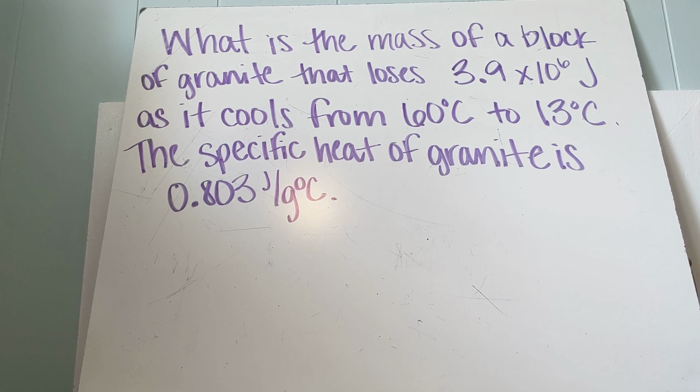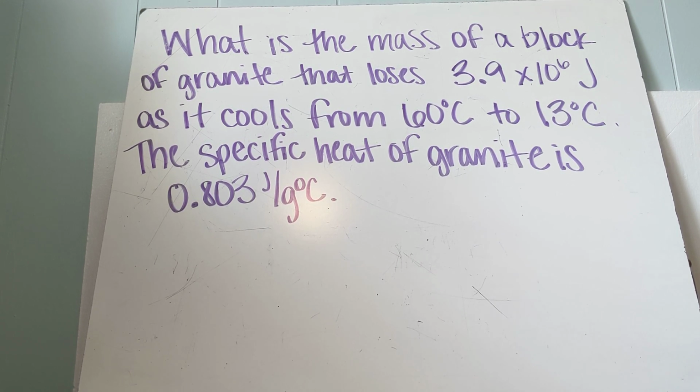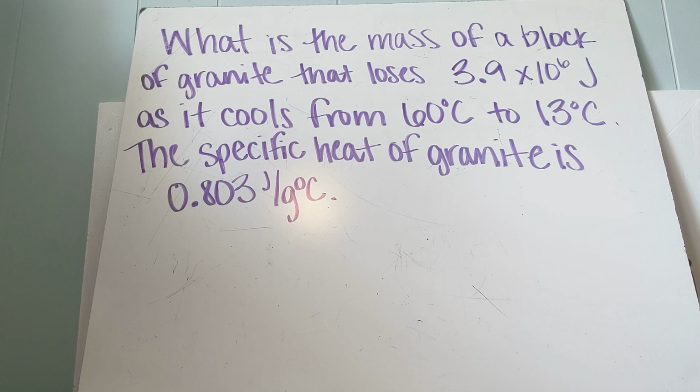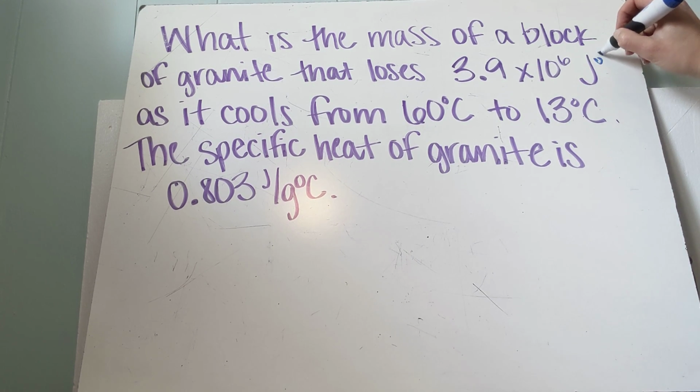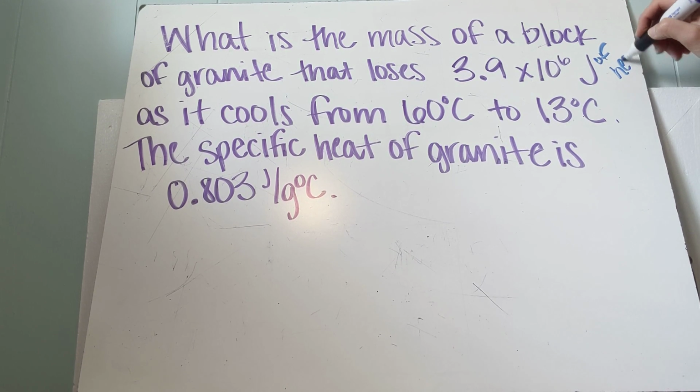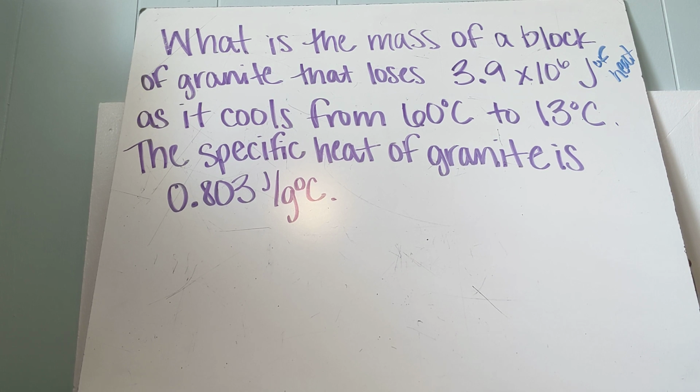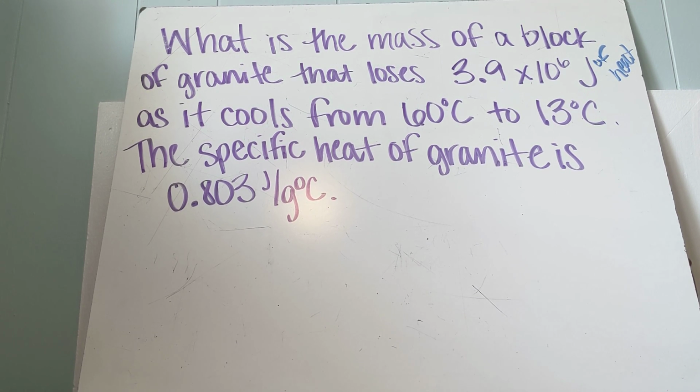Okay. This one says, what is the mass? So we're not looking for heat in this one. What is the mass of a block of granite that loses 3.9 times 10 to the 6th joules as it cools? And that should say joules of heat or joules of energy. As it cools from 60 degrees Celsius to 13 degrees Celsius. And then it tells us the specific heat of granite is 0.803 joules per gram degree Celsius.